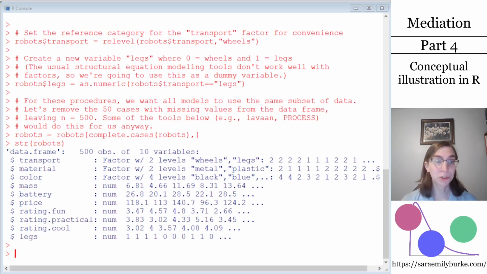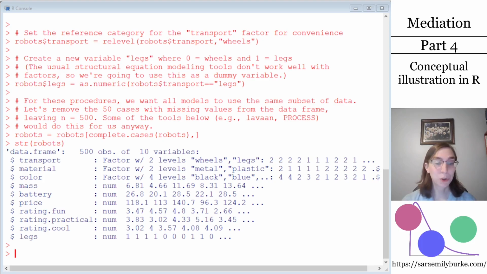For all of the procedures in the examples today, we want all of the models to use the same subset of data, and having different variables in the data set with different missing values can create a situation where, when we fit models on all available data, the sample size depends on which variables we're including. To avoid the challenges created by this situation, I'm just going to remove the 50 cases in this hypothetical data set that have any missing values in the data frame, leaving a sample size of 500.